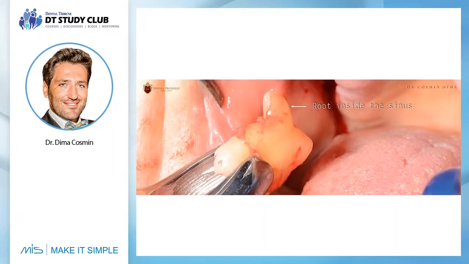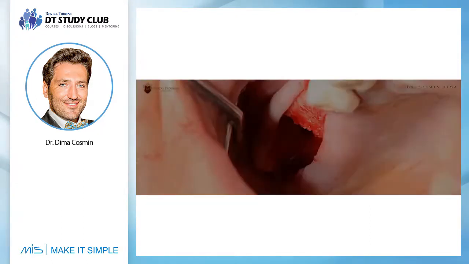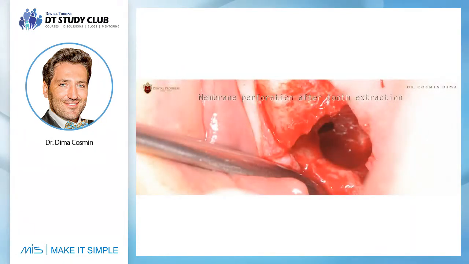And this is the root which was inside the sinus. And of course, if the root was inside the sinus, we can see the membrane perforated, like you can see here. In this case, there is no problem to perform external sinus lifting. And when we have perforations less than 3-4 millimeters, we can protect them with a resorbable collagen membrane and continue like nothing happened. Of course, it's better not to have perforations, but sometimes anatomical variations could lead to such a case.